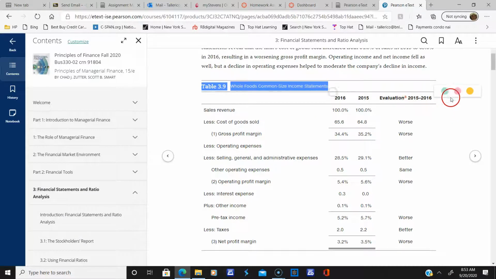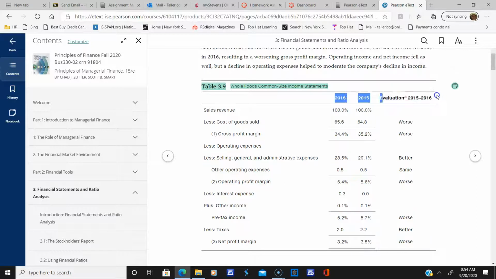And what they do is they take all the numbers in the regular income statement and divide them by the sales. So you can see sales divided by sales would be 1. And the cost of goods sold divided by sales, you would get a fraction, so 65.6. So what they're doing is they're making everything a percentage. Okay, see how everything's being made a percentage? And then they can do a comparison based on the percentage as they do the evaluation here.